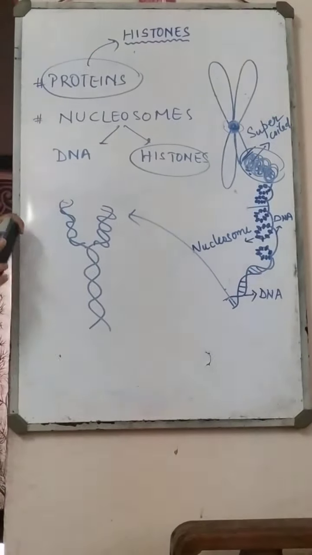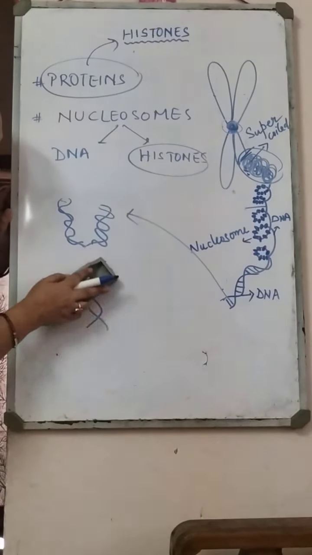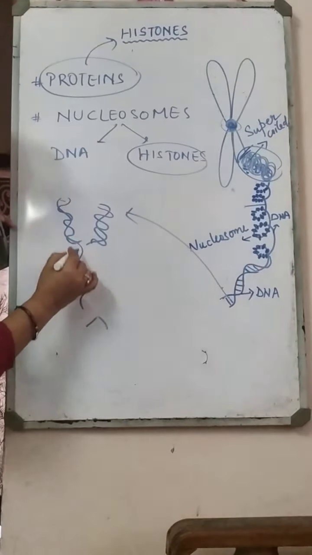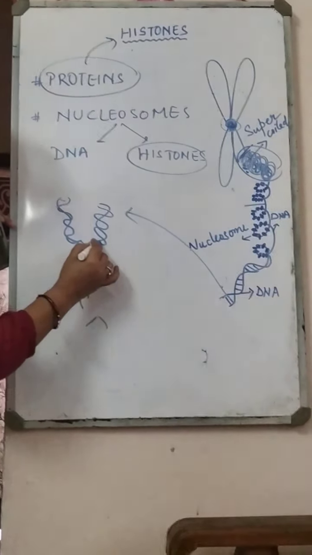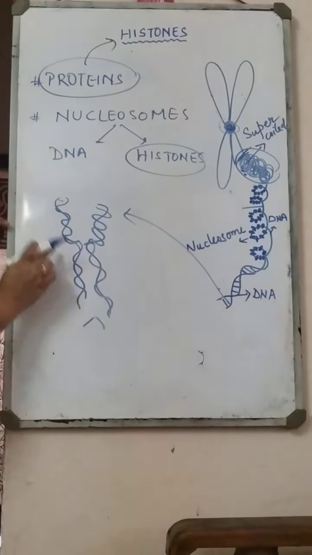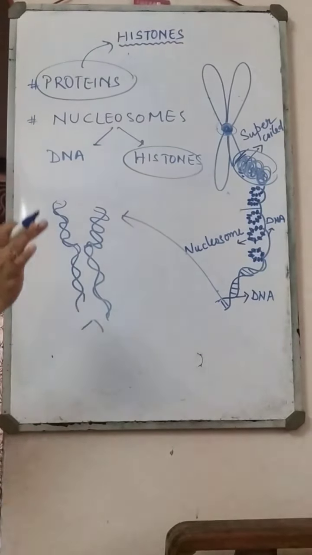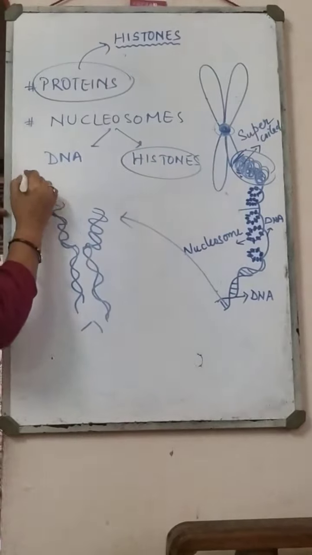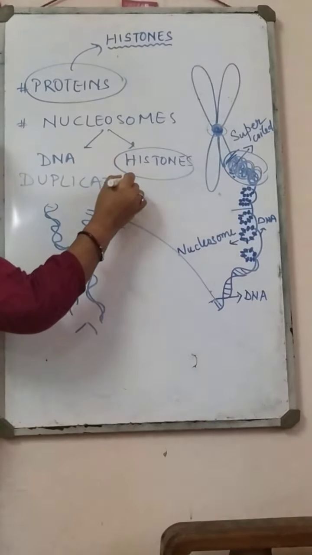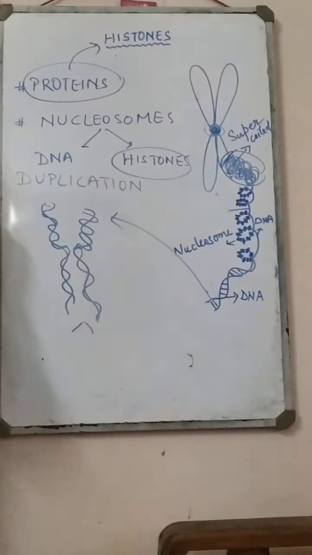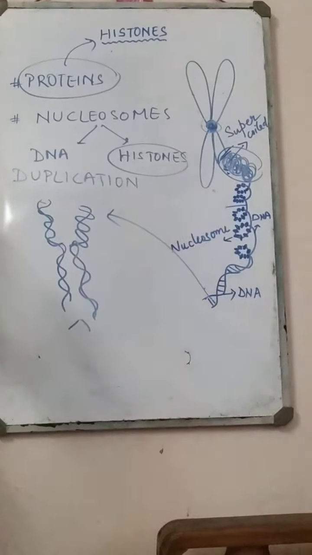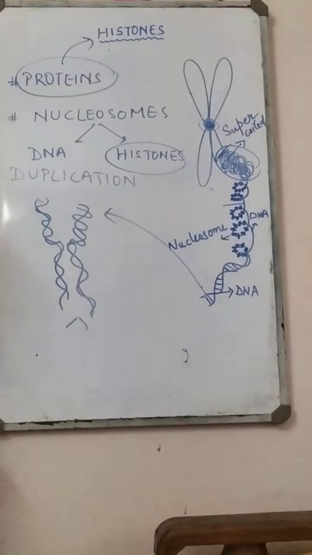Slowly, these two old strands get separated from one another, and finally to the old ones, new strands get attached. So you can see how, from one DNA, two DNA are formed. This is called DNA duplication. This occurs at the time of cell division. We say that the chromosome duplicates. Chromosome duplication is nothing but DNA duplication.